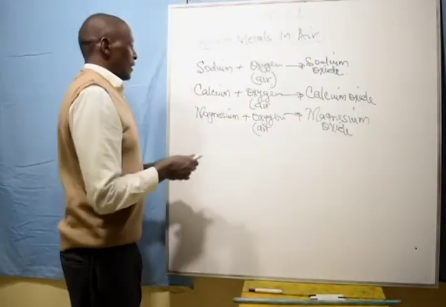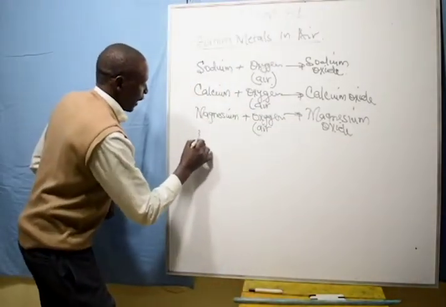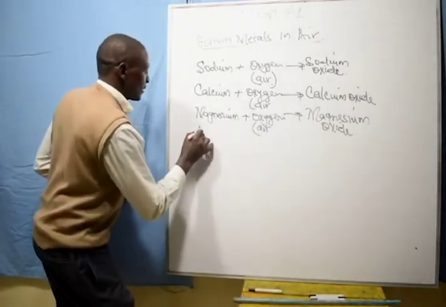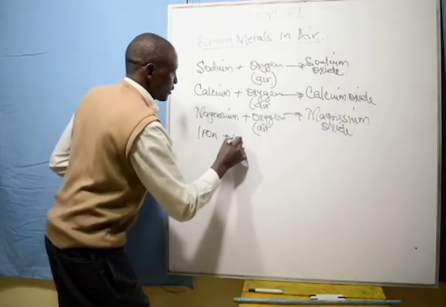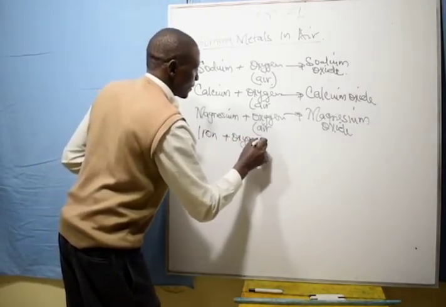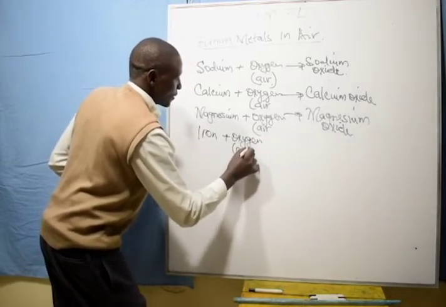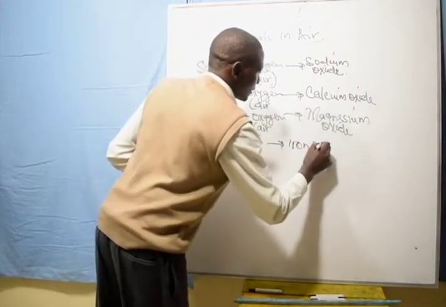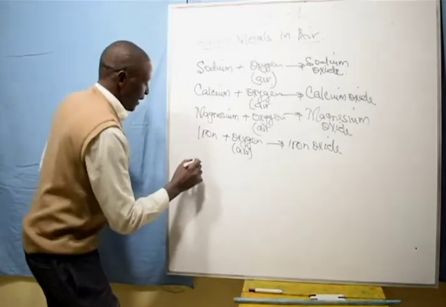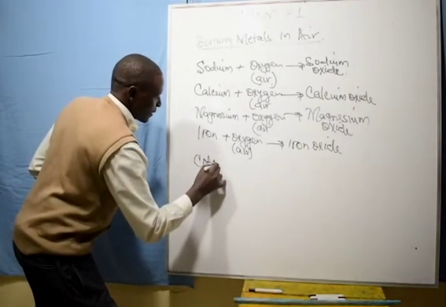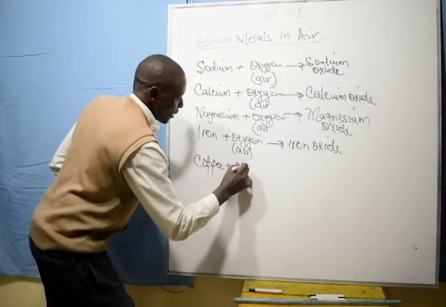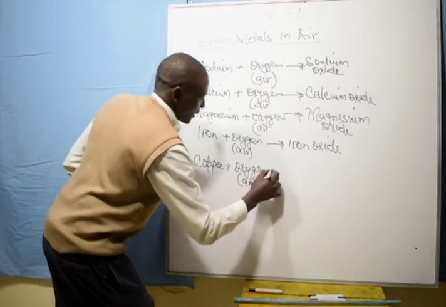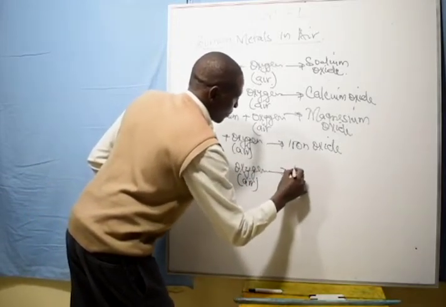Then copper or iron. Let's first of all talk of iron. Iron plus oxygen from air, you end up forming iron oxide. Then copper plus oxygen from air, you end up forming copper oxide.